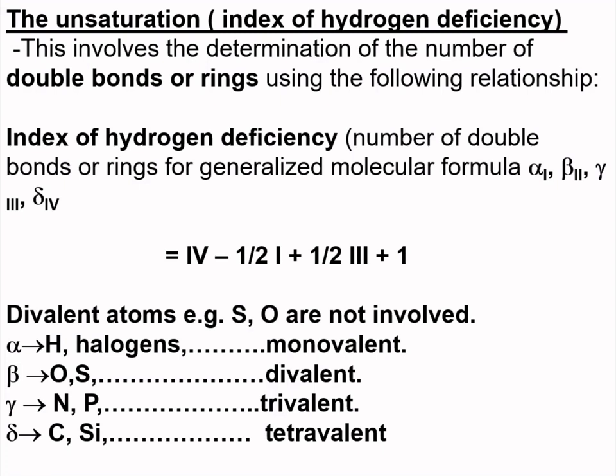Knowing the exact formula, we can determine the unsaturation or index of hydrogen deficiency of the compound, the number of rings or double bonds. For example, benzene has unsaturation of 4, because it has 1 ring and 3 double bonds. However, this value should be derived from the exact, not the empirical formula. It can be obtained from the following relationship: the number of tetravalent atoms in the molecule minus half the number of monovalent plus half the number of trivalent plus 1.